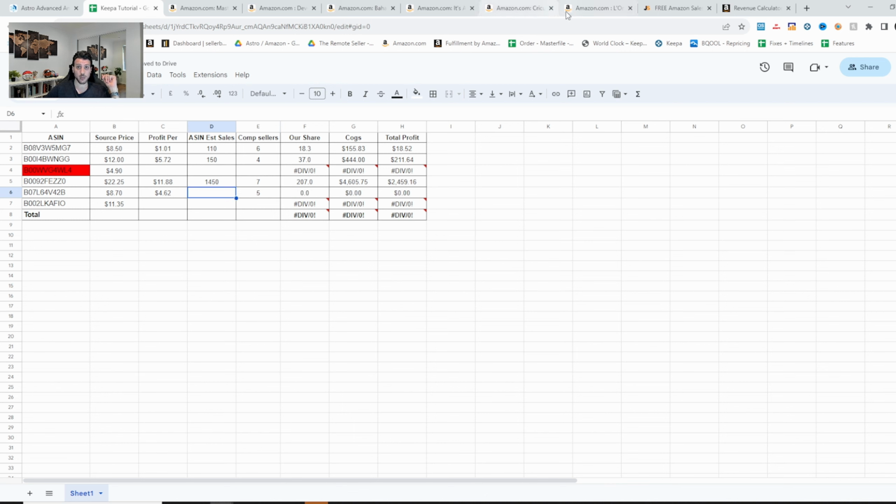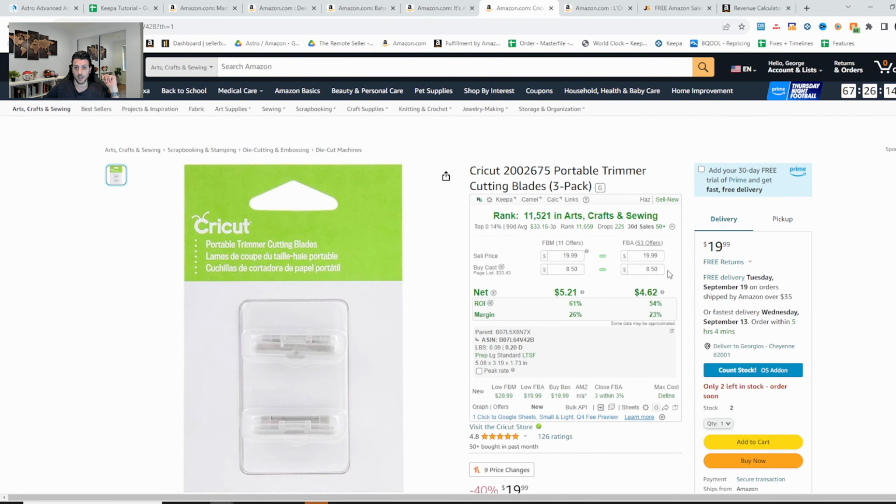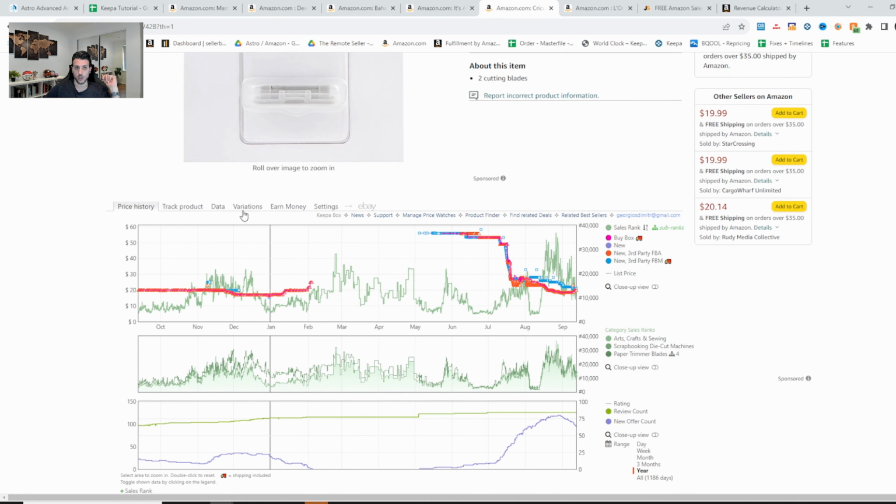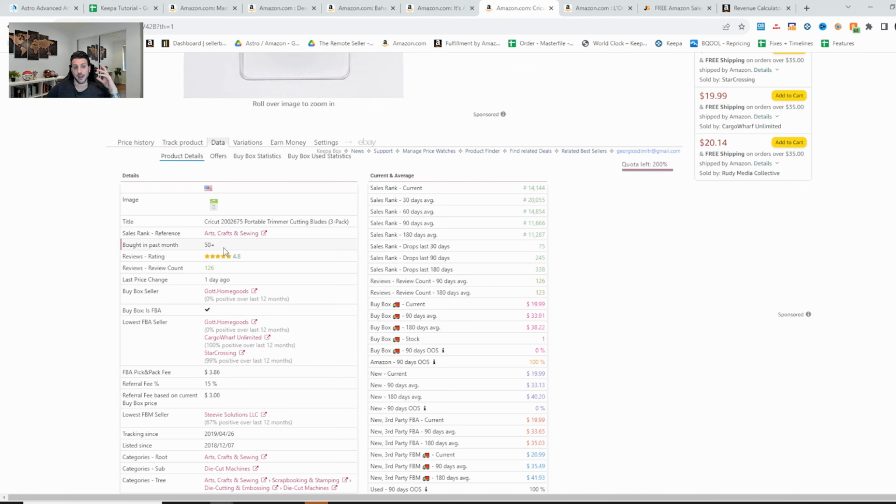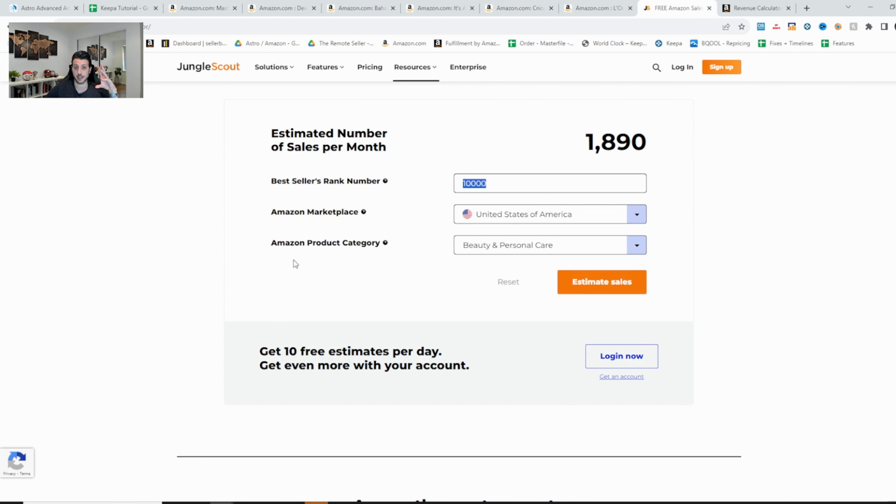Now let's look at the sales numbers. If we go to data, Keepa thinks this product sells 50 units a month, and that does consider the variations. If we go over to Jungle Scout though, we have these numbers here to look at, 14,000 and 20,000, all these numbers. So let's just average that out to around 16,000. The product is in arts and crafts, so save that. So 270 sales per month.